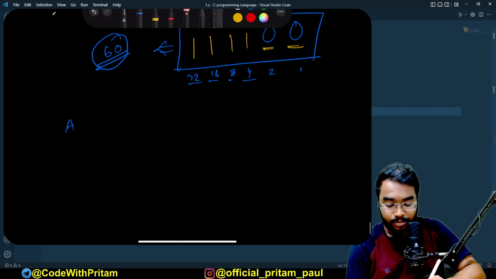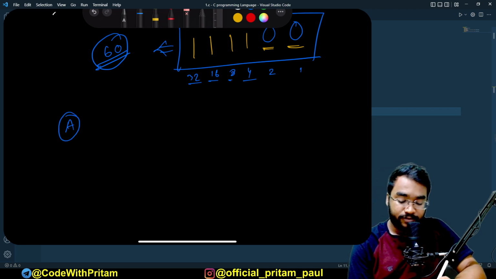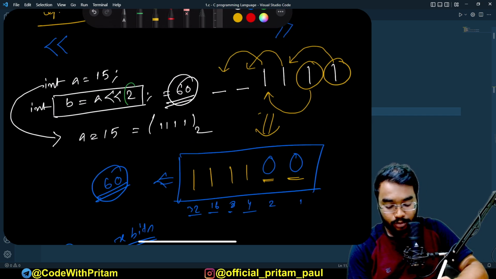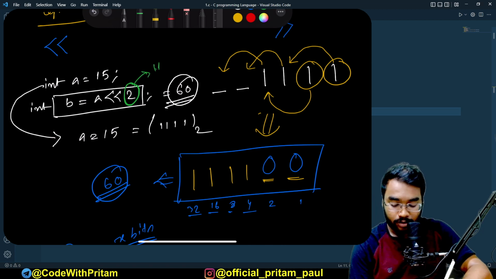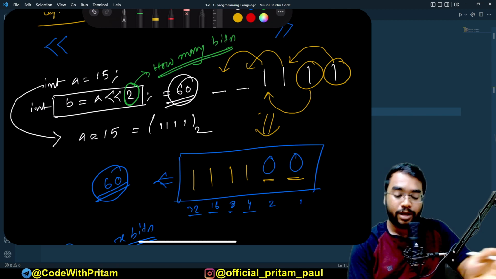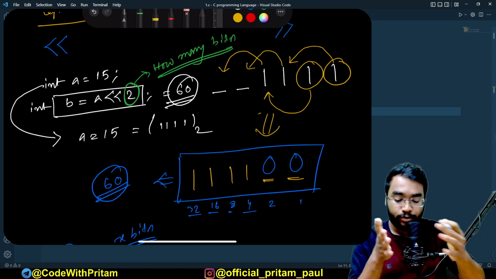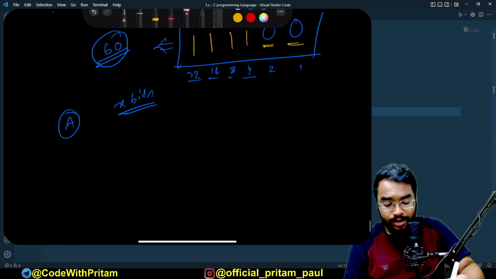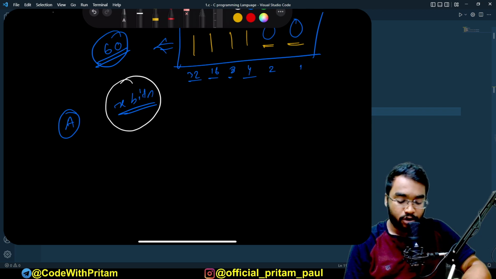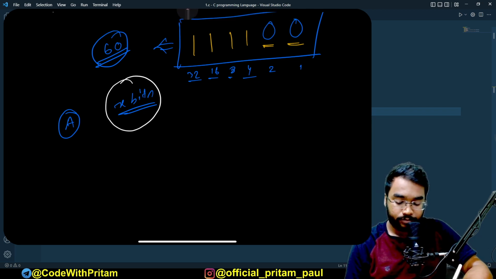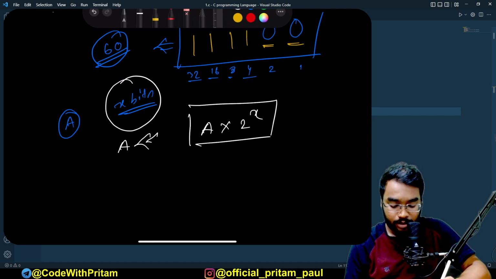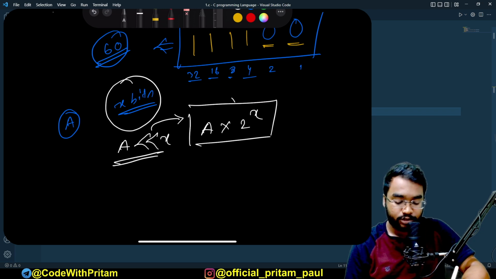So if any number a has been left shifted by x bits, okay, here 2 means how many bits we are going to left shift. Okay, how many bits we are going to left shift. And if I do the left shift by x bits, then the output would be a into 2 to the power x. This would be the output. A double left shift x means this would be the output.